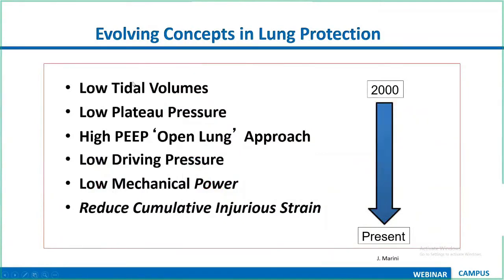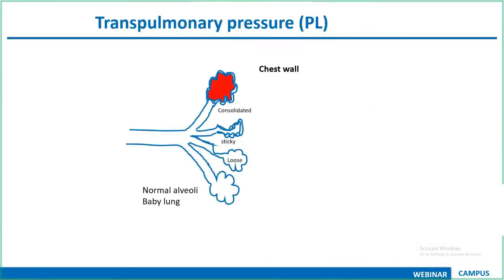And again, we have to use low tidal volume. We have to aim for a low plateau pressure less than 30, high PEEP to open up the lung, low driving pressures less than 15, low mechanical power, and reduce cumulative injurious strain. These last two, because of lack of time, we are not making it complicated.